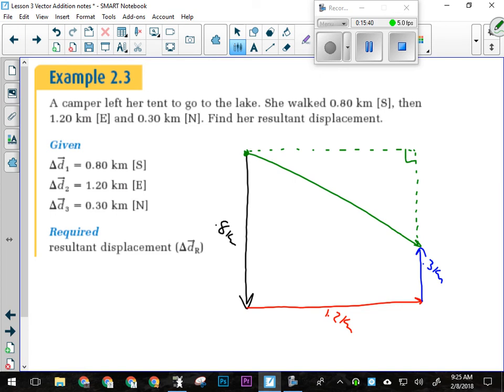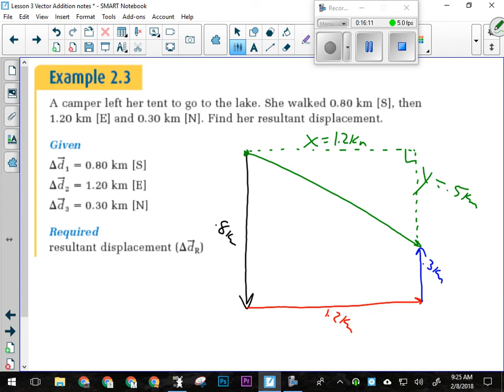Right? So how big is the horizontal or x component of that triangle? 1.2 kilometers, right? This is a rectangle now, so this is 1.2 kilometers. Okay, they went 0.8 kilometers south and then came back 0.3 kilometers north. So how big is the y component of this, or the vertical side? Half a kilometer. Okay, because they went 0.8 down and 0.3 back up. Everybody follow what I did there?